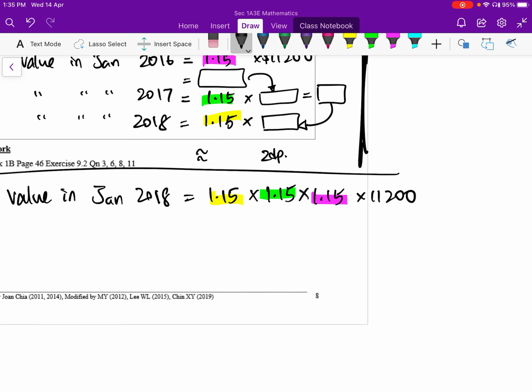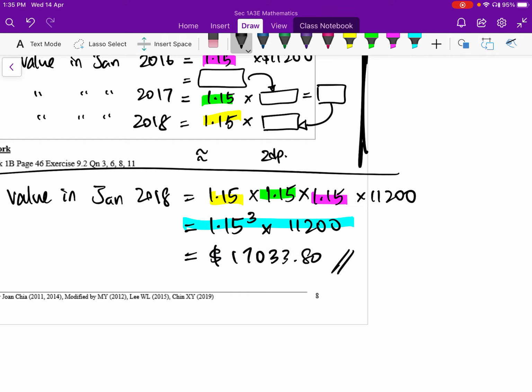And if you want, there is an even better shortcut. 1.15 power 3 times 11200. This line is sufficient. Okay, so 1.15 power 3. So 17033.80. Any questions?